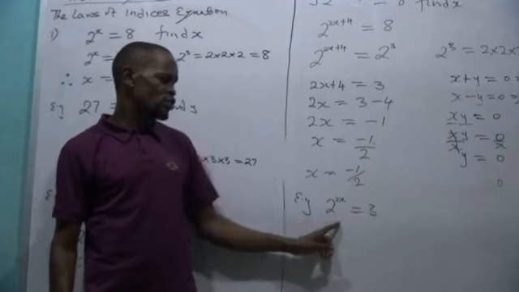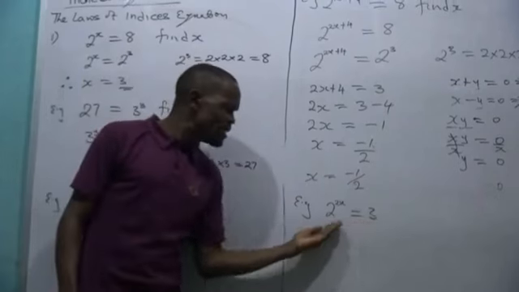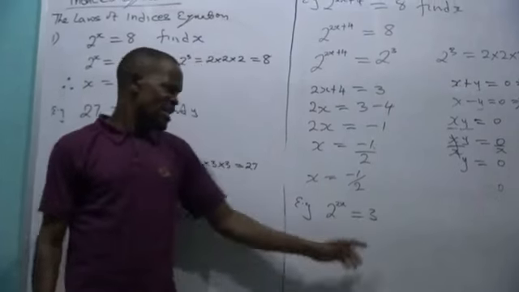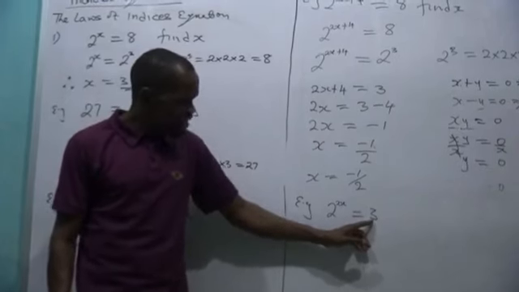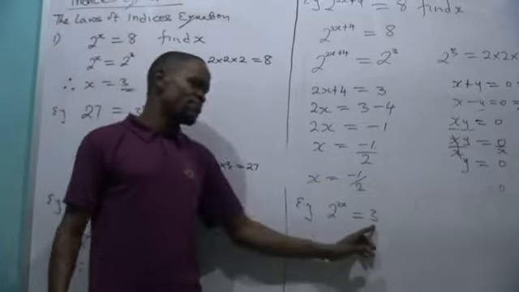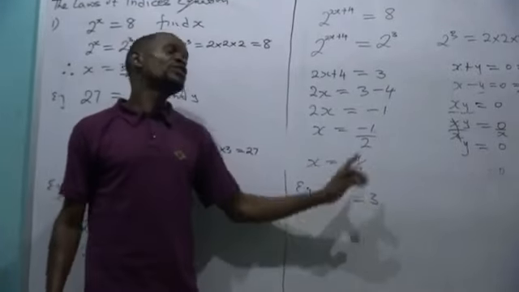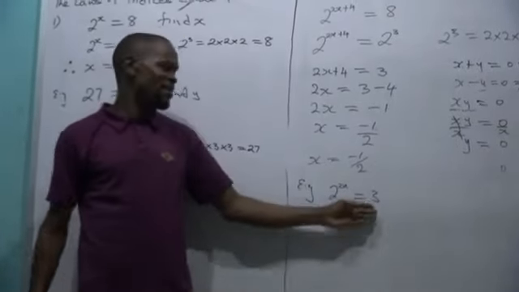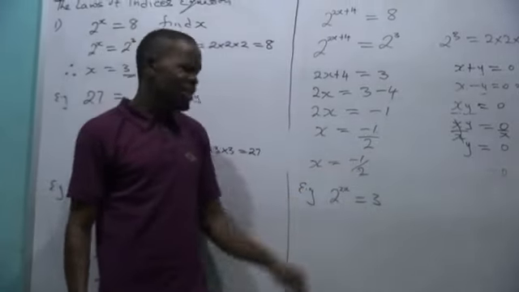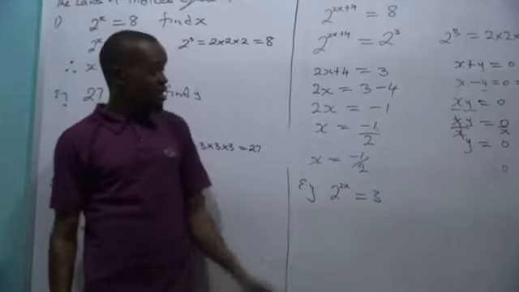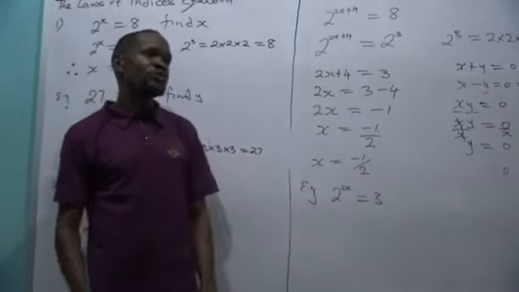I can't make these two have the same base. There's nothing I can raise 2 to that will give me 3. Is it possible? I can't make these have the same base. So therefore, I can still solve this. And how will I solve this? By taking the log of both sides.